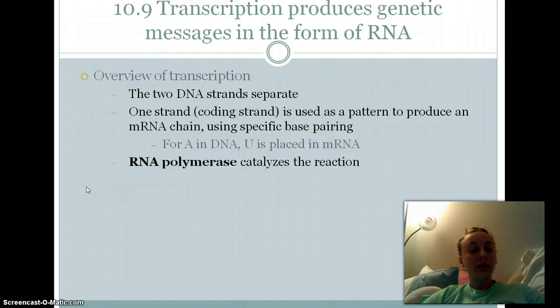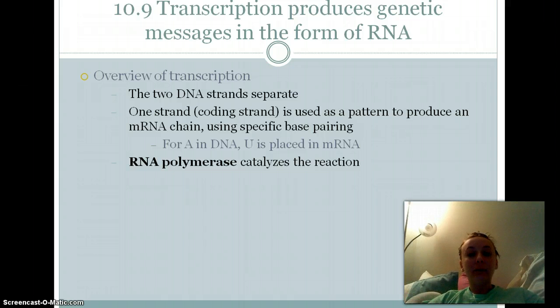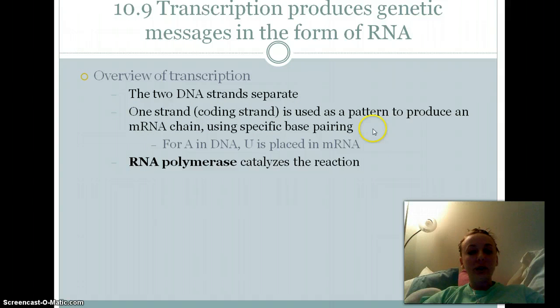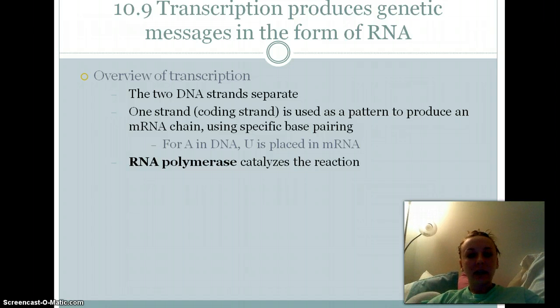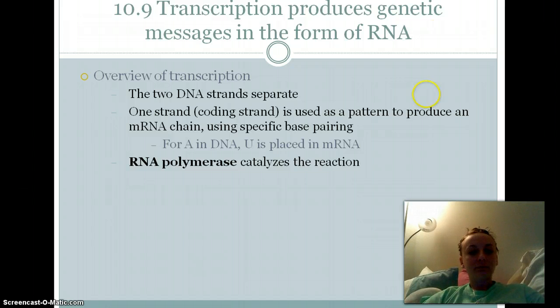So we have a strand of DNA, and that double helix will separate. So those two strands are exposed. One strand, what we call the coding strand, is used as a pattern to produce an mRNA chain. It's kind of like how you can trace a pattern. So we're taking that mRNA and we're tracing that coding strand of DNA. That way we can use it to make a protein.